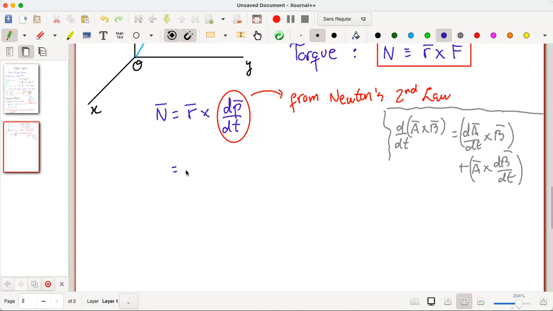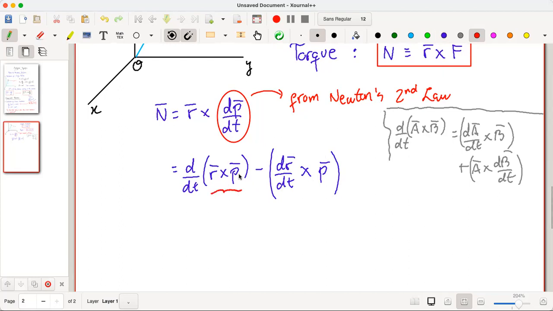So this is the same as writing d/dt of r cross p, minus dr/dt cross p. But what is r cross p here? This is just the angular momentum, L. And what is this other term? Anyone knows what this is? This is equal to 0, I think so.